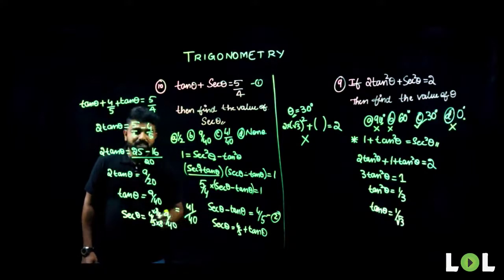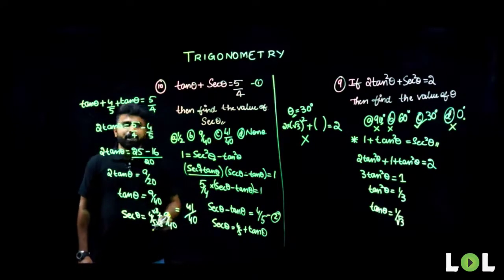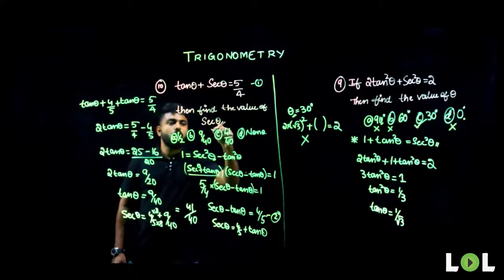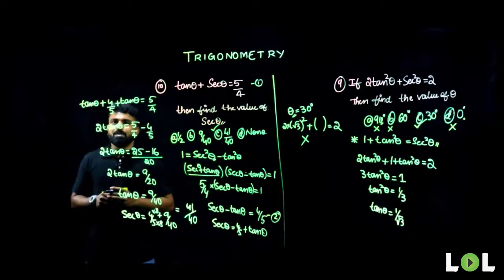So what will be the answer? It will be 41 by 40. Do we have that in our options? Yes. Option C, 41 by 40 will be my final answer.